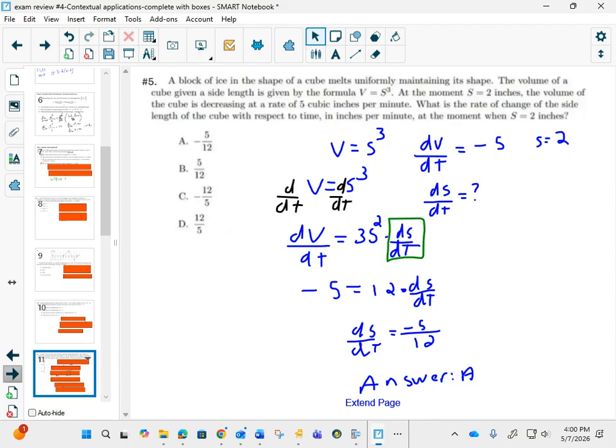So I find these ones are, what do I know? What do I want to find? What's my equation? Take my derivative of both sides of my equation, and only after I've done that, then I plug in things that I know.